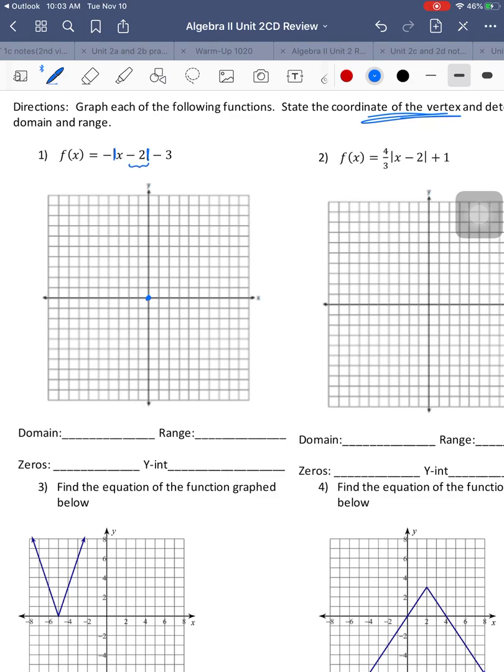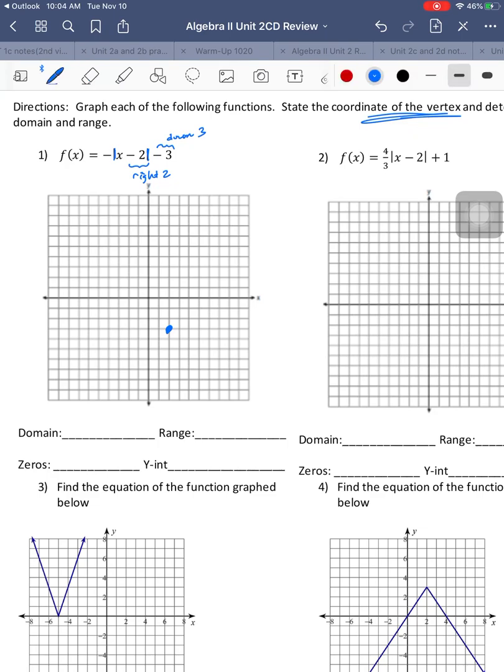Well, my x minus 2 means right 2, and then the minus 3 on the outside means down 3. So we're going to move the vertex right 2, down 1, 2, 3. There's our new vertex, so I'm going to erase the old one.